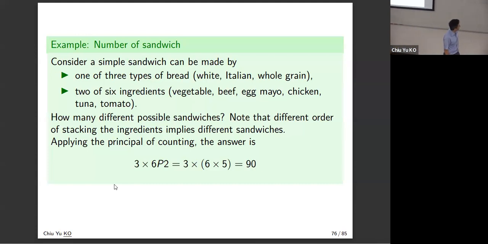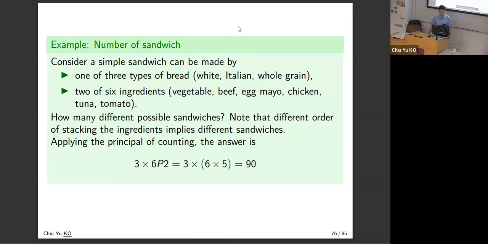And the fact is, here we have to think about the ingredient order, because we're very picky. If we have vegetable on top of the egg, it will be different from egg on vegetable, right? Because you can imagine, especially with tomato, the sauce can go down, right? So some people are very picky. They consider that different. In the next slide, we talk about the case where the order doesn't matter.